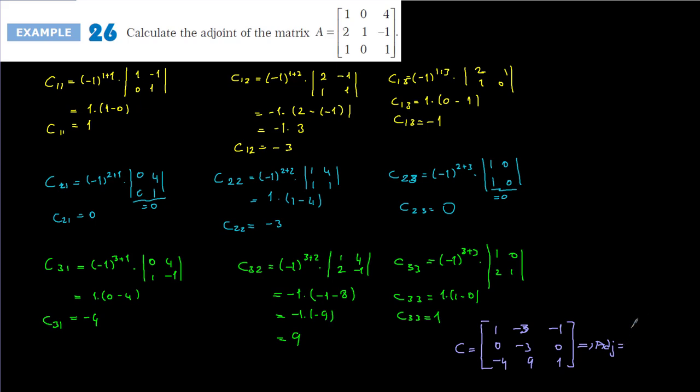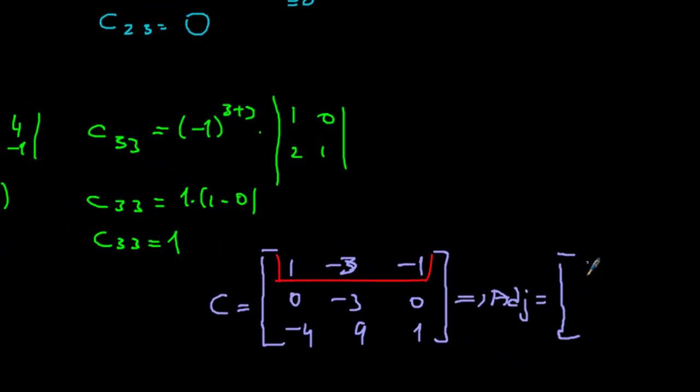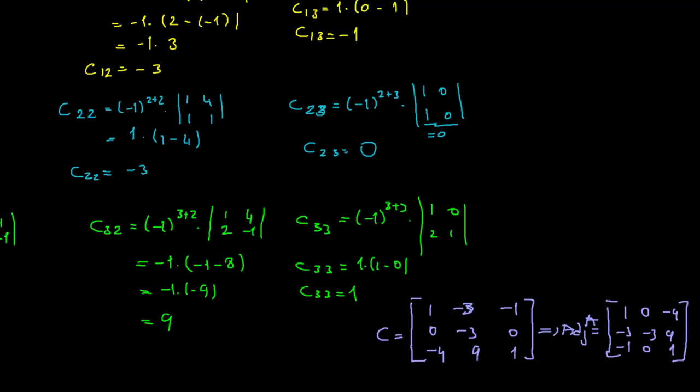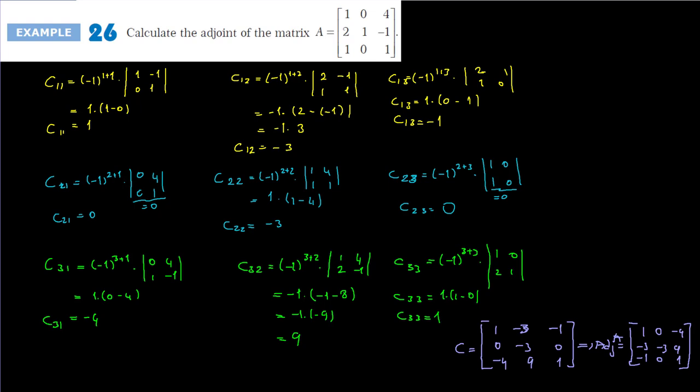1, minus 3, minus 1, and 0, minus 3, and 0, and minus 4, 9 and 1. This is the adjoint of the matrix A. Okay, let's continue with the next question.